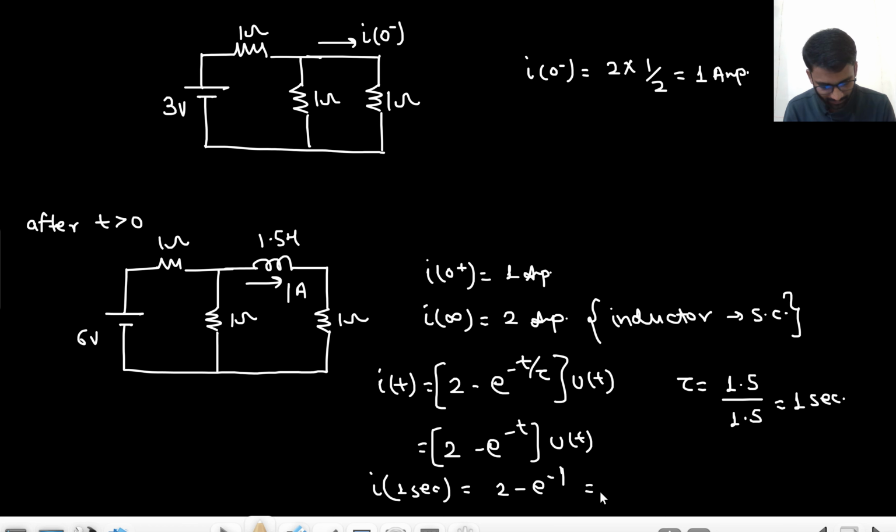Reciprocal of e minus 2, 1.63. So 1.63 ampere is your final answer. Okay, well and good, easy question.